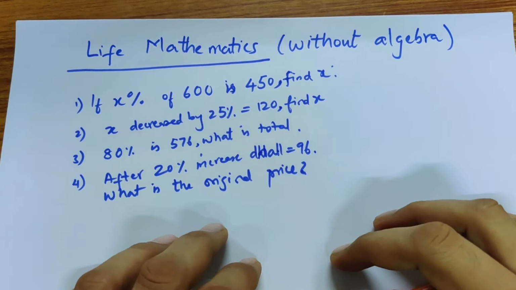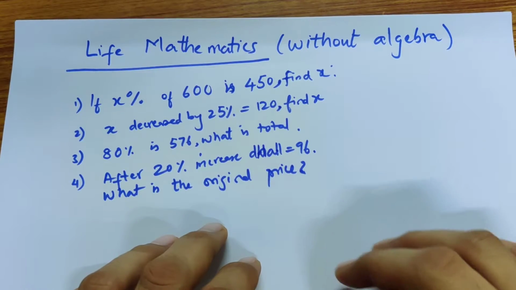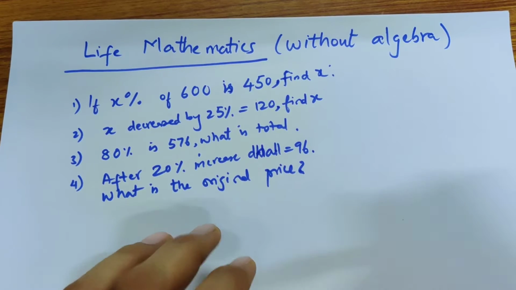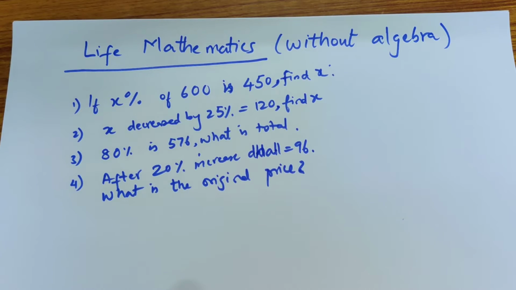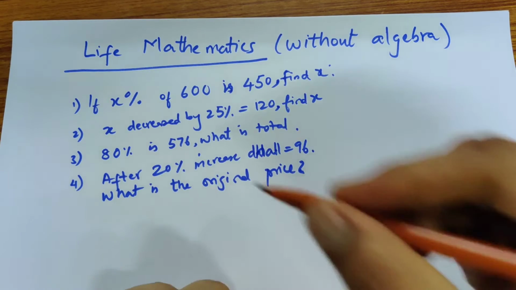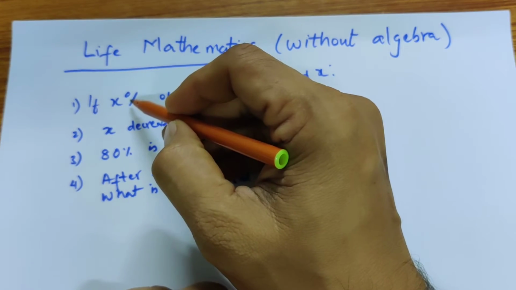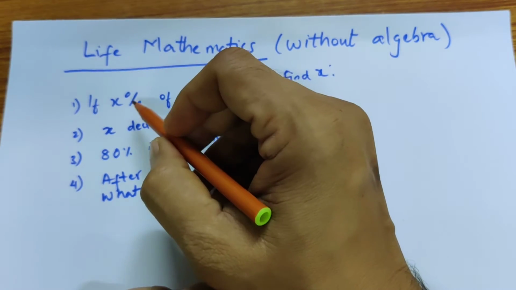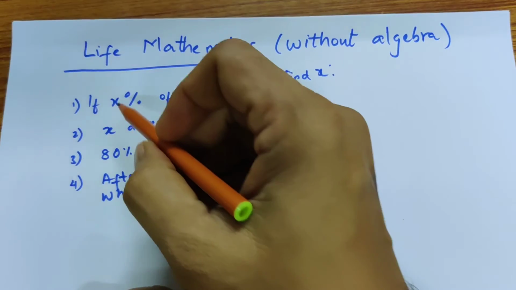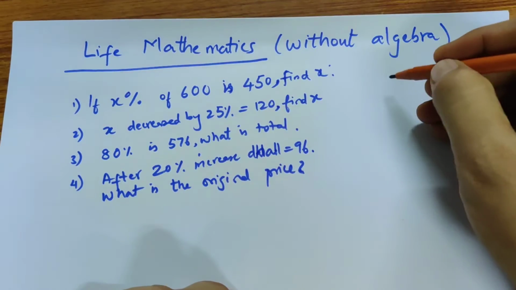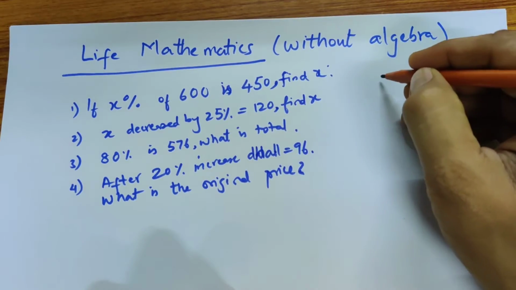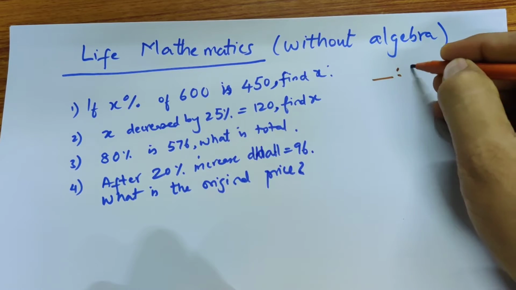Okay, today we'll look at life mathematics and see if we can do it without using algebra, because otherwise it looks like we are just doing algebra. So in this we start with percentages. Let's remember what percentages are. Percentages are out of 100, right? This is x out of 100. So it means it's something I don't know, as something is to 100.